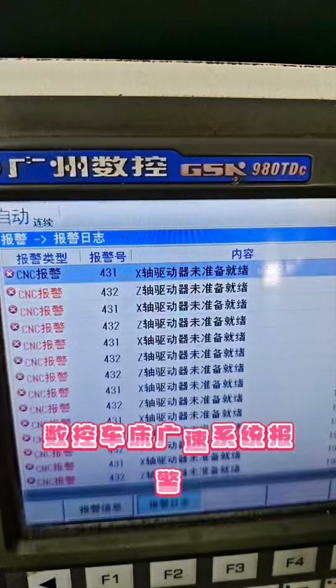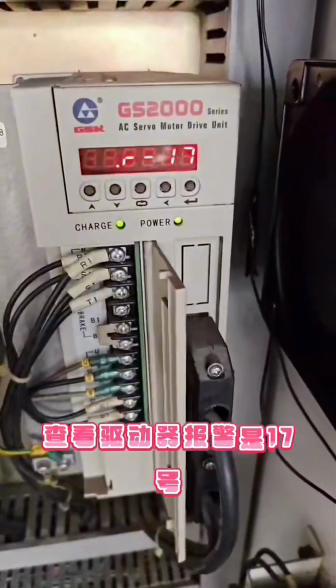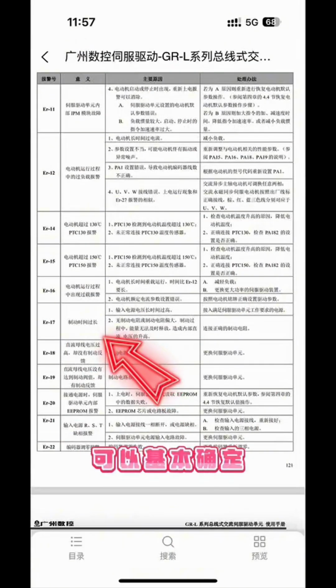Check the engine position of the vehicle's transmission system alarm. Check the engine alarm for 17 and 18. Check the manual to basically confirm that there is a brake circuit failure.